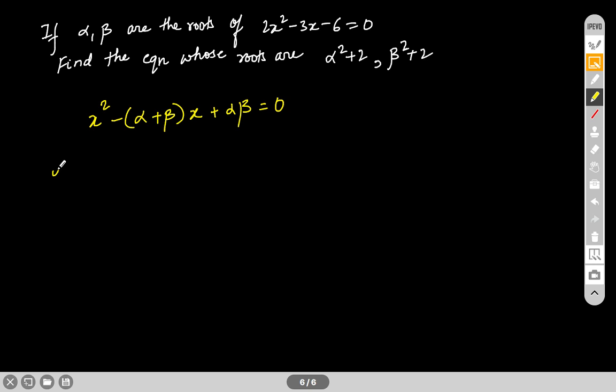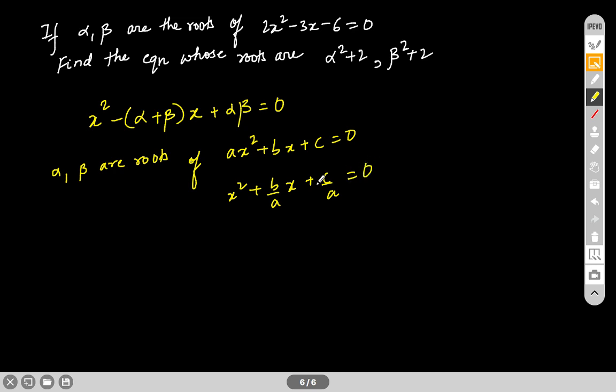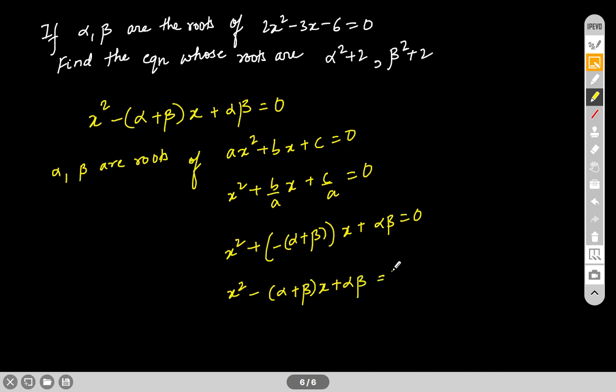See, if you say alpha and beta are roots of ax square plus bx plus c, basically you're trying to say they are the roots of x square plus b by a x plus c by a. And just now you learned that b by a is minus of alpha plus beta, and c by a is alpha beta, correct? In other words, the equation whose roots are alpha and beta could be written like this also, if you know alpha and beta.